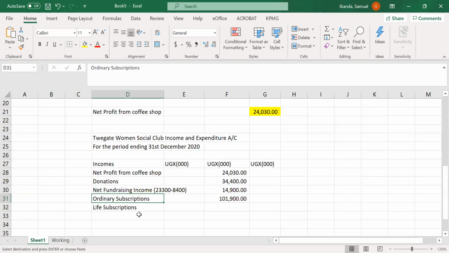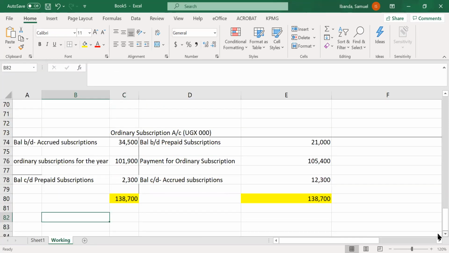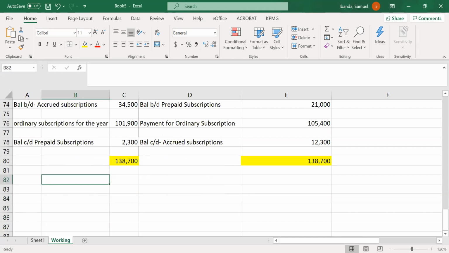So the next thing, you make sure you number your workings and come and tag it here, okay? Maybe this is working 5. Now, the next thing you want to look at are life subscriptions. Again, I want you to be more attentive here so that you can also learn more about the life subscriptions and how those are supposed to be accounted for.